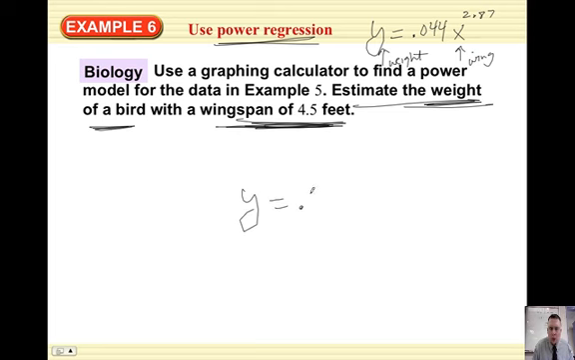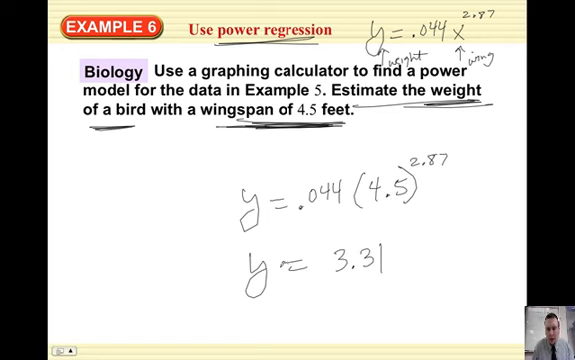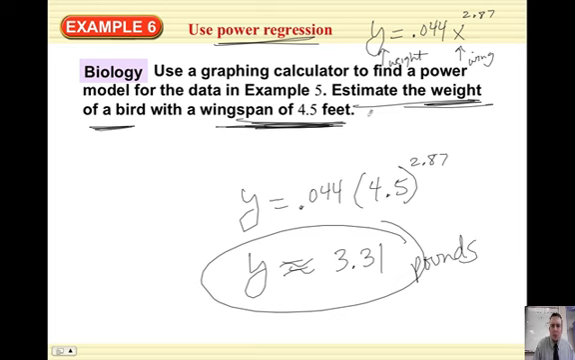So y equals 0.044 times x, which is 4.5 feet, to the 2.87 power. Since it's all here, all you gotta do is put it in the calculator, hit enter, and you get y equals what? Should get about 3.31, close to that. I rounded here, so it might be a little bit off, but 3.31. It says weight, so I think it's in pounds. There you go. This is how you predict. That's what we use these regressions for, to predict things.